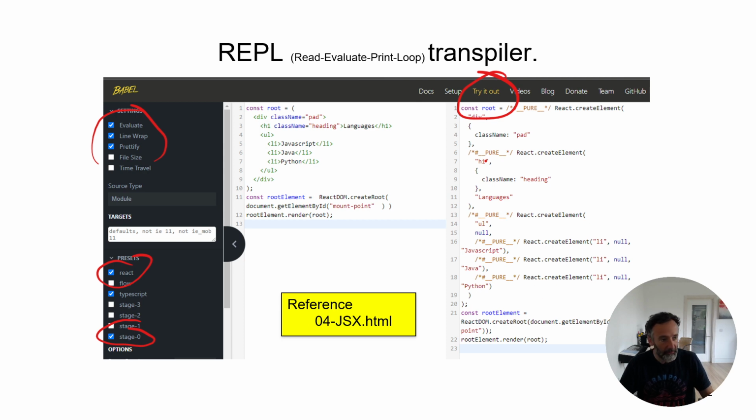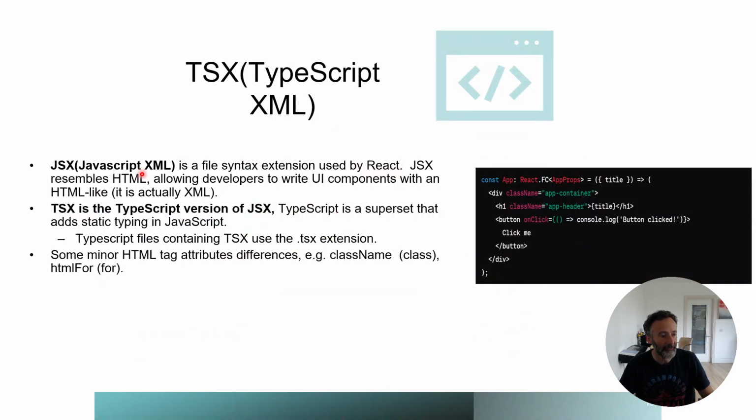So a little bit about TypeScript. Let's talk about it, right? It actually comes from JSX, right? JSX is a file syntax. It's an extension used by React, right? It resembles HTML and allows us to write our UI components in an HTML-like style. So it allows us to do declarative programming rather than that imperative thing of using React.createElement all the time.